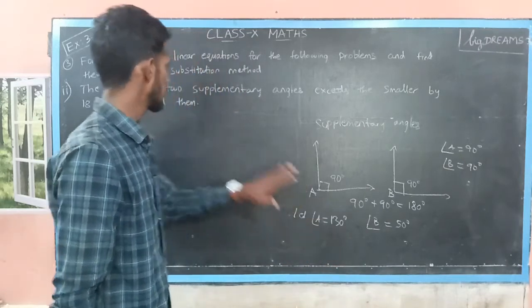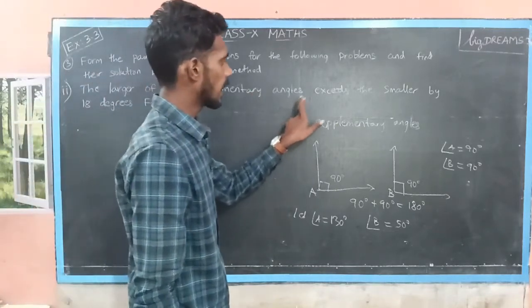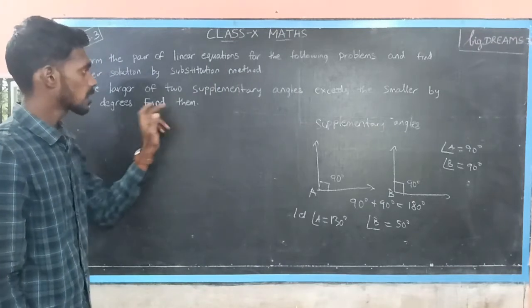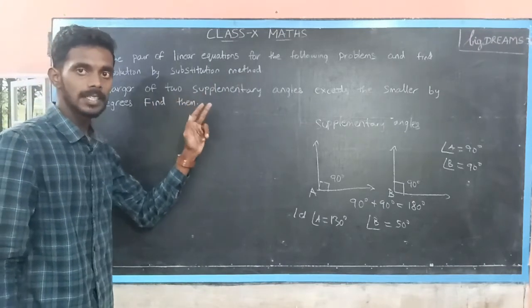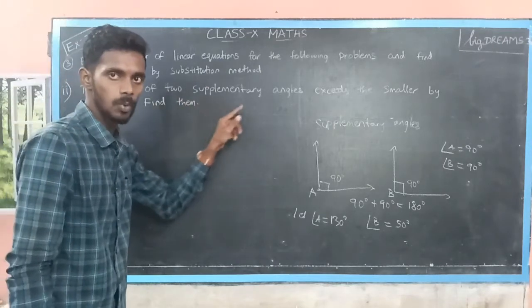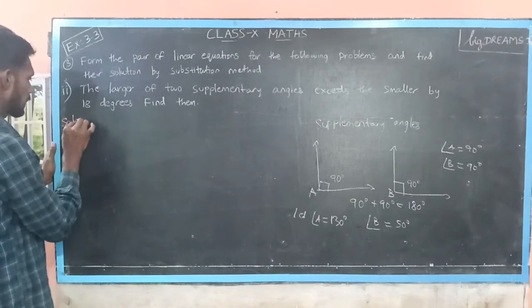Okay. So, this is given in the question. The larger of two supplementary angles exceeds the smaller by 18 degrees. So, the larger angle is 18 degrees greater than the smaller angle. Okay. Now, we have to find both the angles. Clear? So, let us move to the solution.